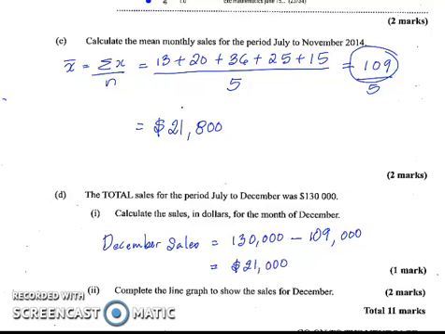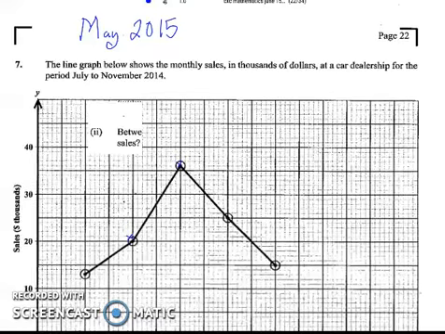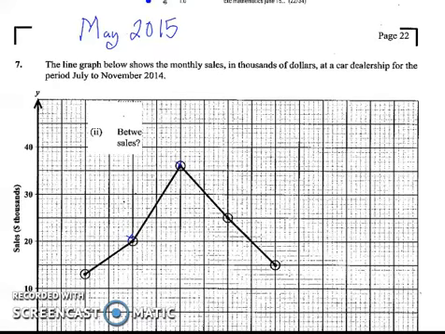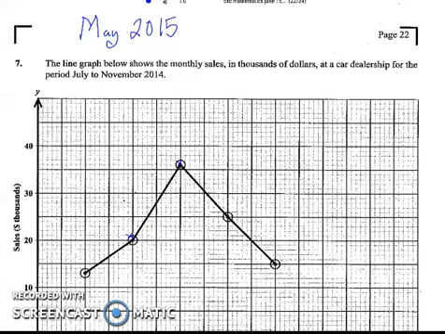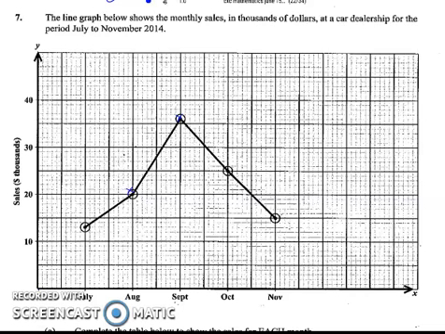$21,000. So lastly, we're asked to complete the line graph to show the sales for December. That shouldn't be difficult to do. So we're going back to the line graph, and as our final act, we're going to complete the line graph. To complete it, 2 centimeters over, I'm going to put December, and the sales for December is 21,000. So here is 20, and immediately above 20 is 21.